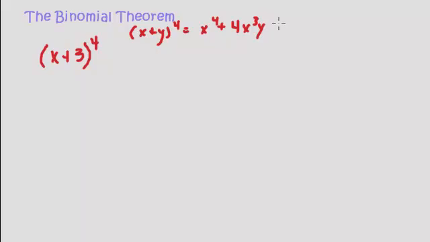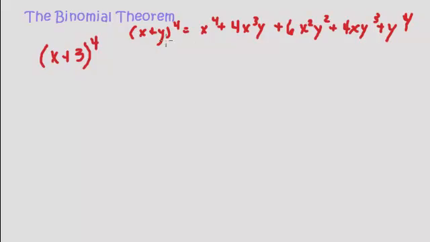Alright, now let's pretend we had x plus, how about 3, raised to the 4th. I know what an x plus y expansion is going to look like, so I'm just going to slide that in up here at the top. x plus y to the 4th is going to be x to the 4th plus 4x cubed y plus 6x squared y squared plus 4xy cubed plus y to the 4th. Alright, that's what this one would be.